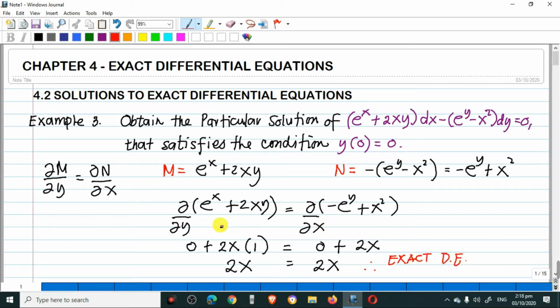Yan. Then proceed dun sa ating two methods in solving for the value of the general solution. Then after determining the general solution, we need to substitute the values of x and y under the initial condition for us to determine the particular solution. Okay, let us proceed.